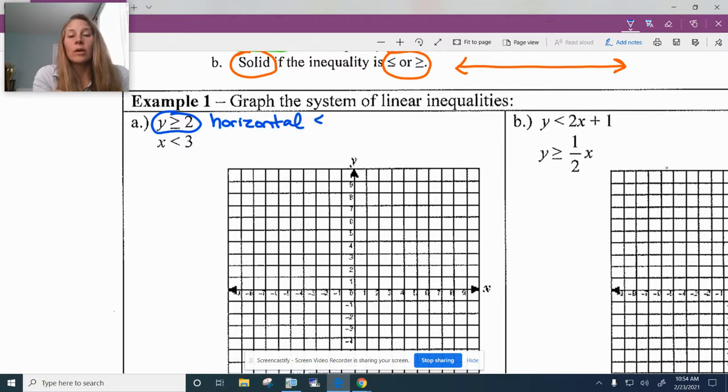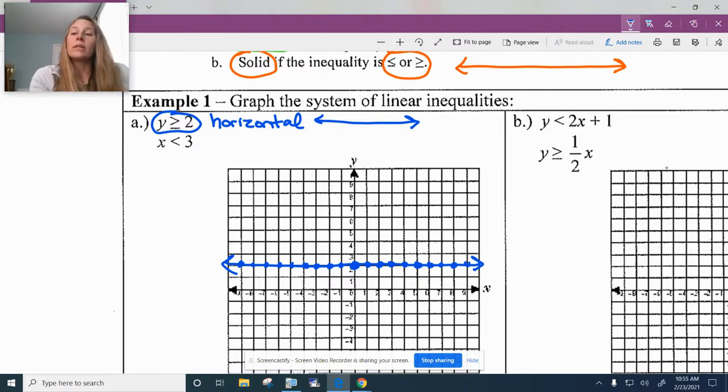And always remember horizontal looks like the horizon, so it's kind of going this way. So to graph this, I would find the 2 on my y-axis, since it's a y inequality, and I'm going to draw a solid horizontal line through that point. Now, if I think about it, every single one of the points on this horizontal line has a y value of 2. So this would be like 1, 2, 2, 2, 3, 2, and so on. Over here, negative 1, 2, negative 2, 2. And so that's why I know it's going to be horizontal, because all of the y values on that horizontal line have the same value of 2.